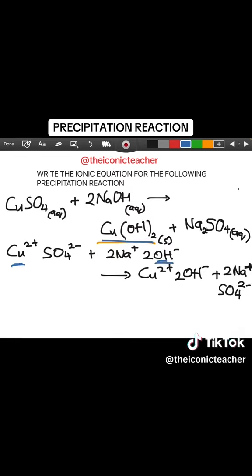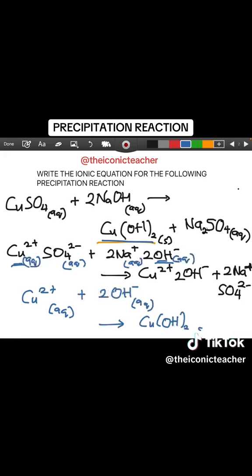Now the last step is to write the ionic equation for this precipitation reaction. Copper ion, aqueous, hydroxide ion, solid.